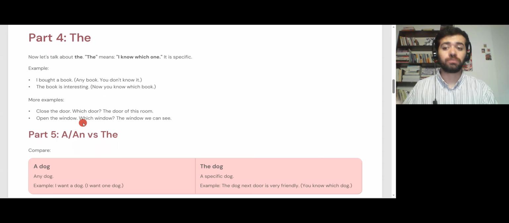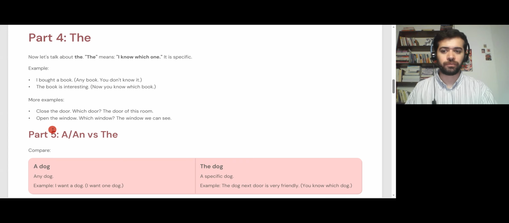So, more examples. Close the door. Which door? The door of this room, right? I don't say close a door. Which door, right? Close the door, the door, the door. Normally it's used with a schwa. Open the window. Which window? The window we can see. It's not any window, right?